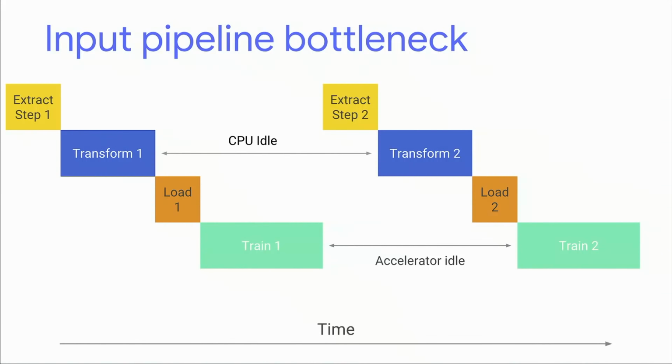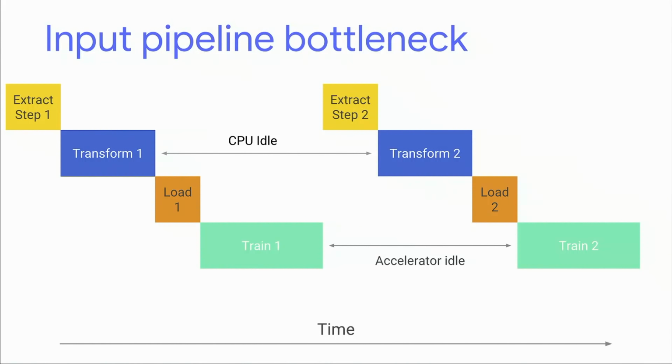But the different phases of the ETL process use different hardware resources. For example, the extract step uses the persistent storage. The transform step uses the different cores of the CPU. And finally, the training happens on the accelerator.